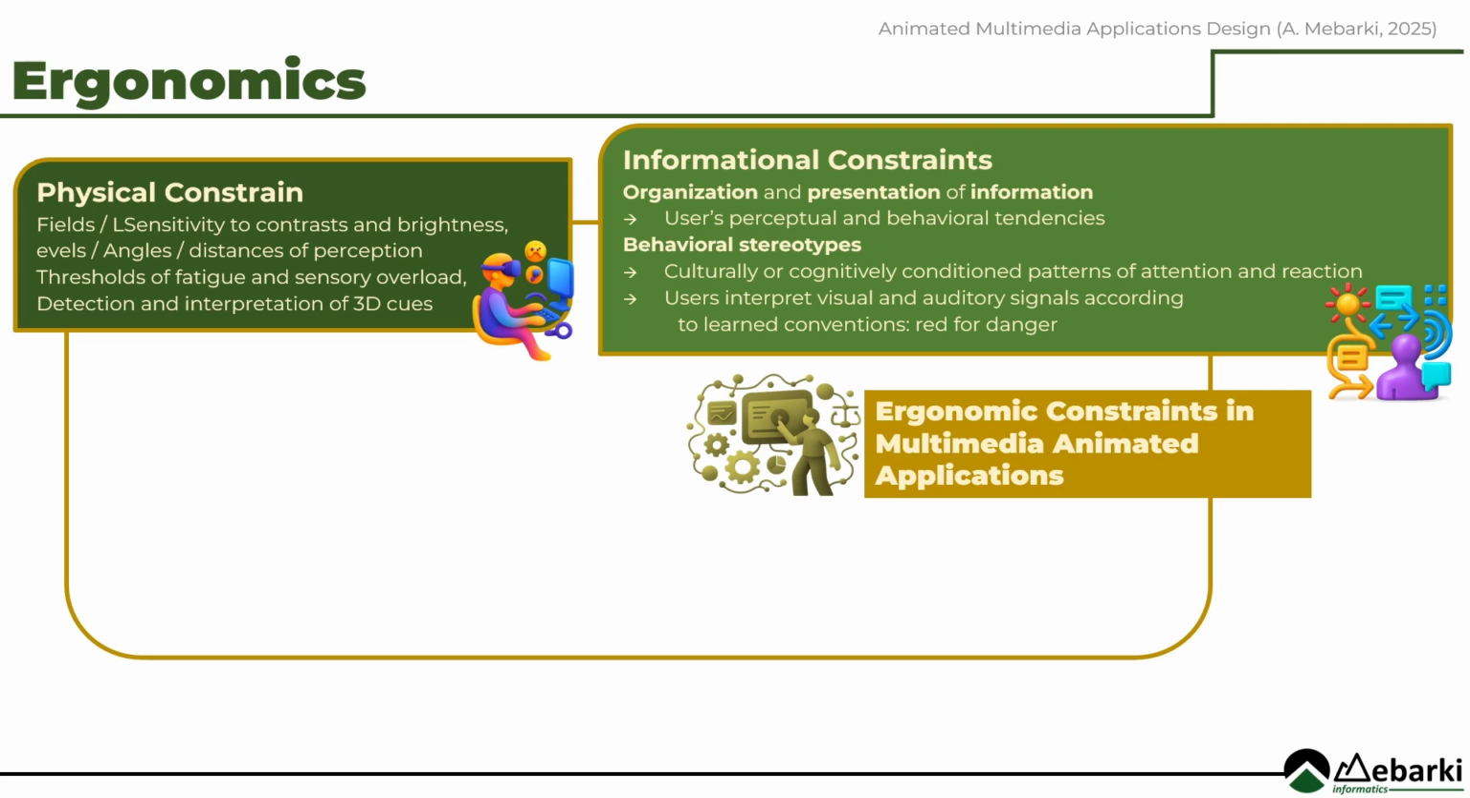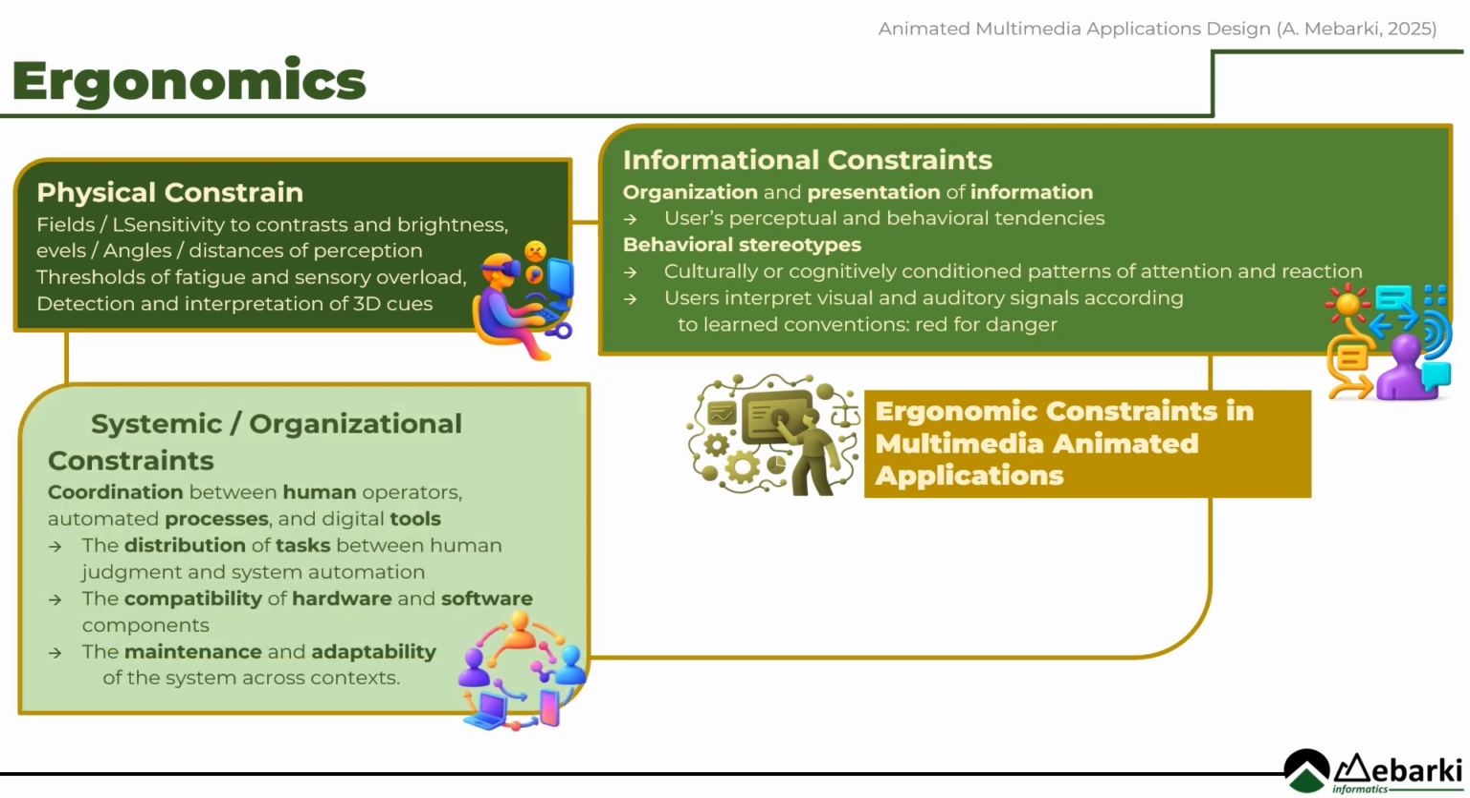An ergonomic interface communicates clearly, predictably, and redundantly across modalities, visual, auditory, and textual, while avoiding cognitive confusion or perceptual contradictions. Beyond individual interaction, multimedia systems are part of a larger socio-technical environment. Systemic ergonomics examines the extension of the human-machine couple to include the entire production and operational system, from software architecture and network infrastructure to teamwork organization and workflow management.